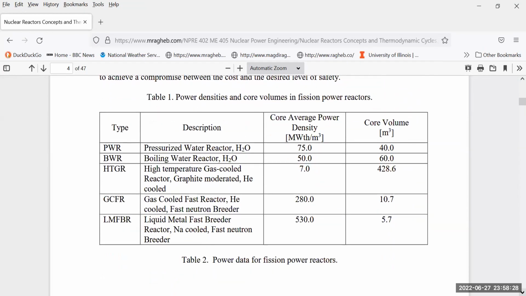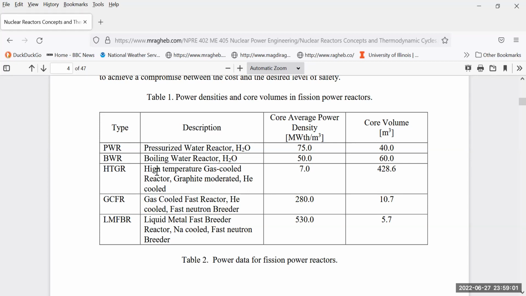Along these lines, you'll find that we have designs of nuclear power plants that have different power density, different values of that Q parameter. And you'll find that it varies from, say, 75 megawatt thermal per cubic meter all the way to 530 megawatt thermal per cubic meter. The lowest level of average core power density is what we call the high temperature gas-cooled reactor.